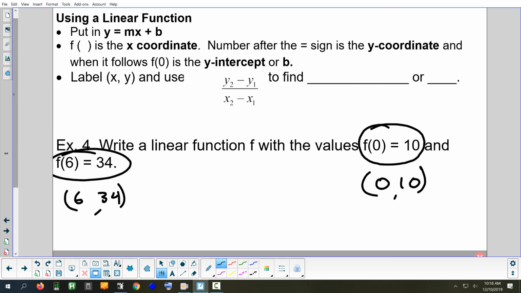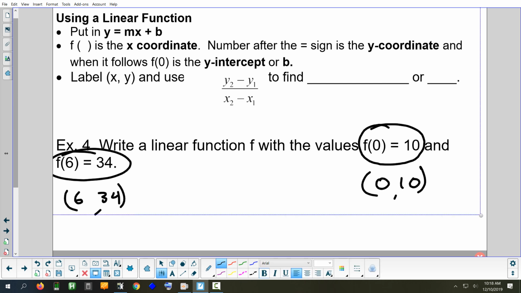So, it says on your second bullet, f in parentheses is the x coordinate. So whatever number is right here that I'm pointing to, that's the x. So the number inside the parentheses is your x. The number after the equal sign, okay, right there, the number after the equal sign is the y. After the equal sign, y. After the equal sign is the 10, that becomes the y.